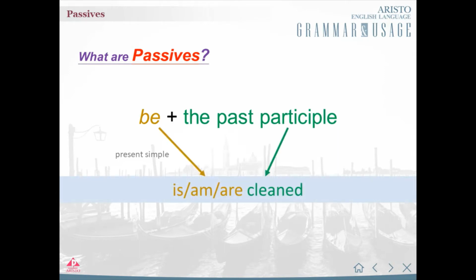For example, we form the passive form of the verb clean in the present simple tense by combining is, am, or are with the past participle of clean, which is cleaned.